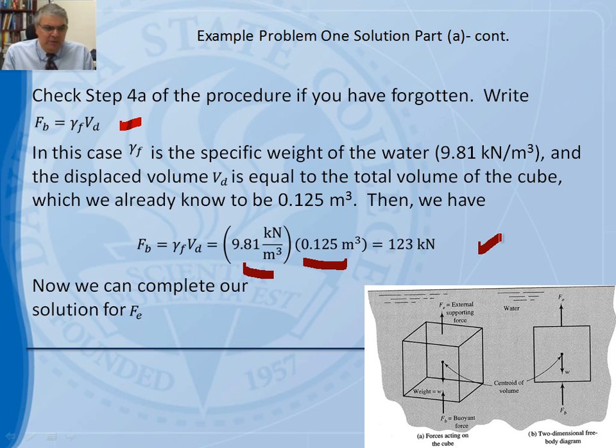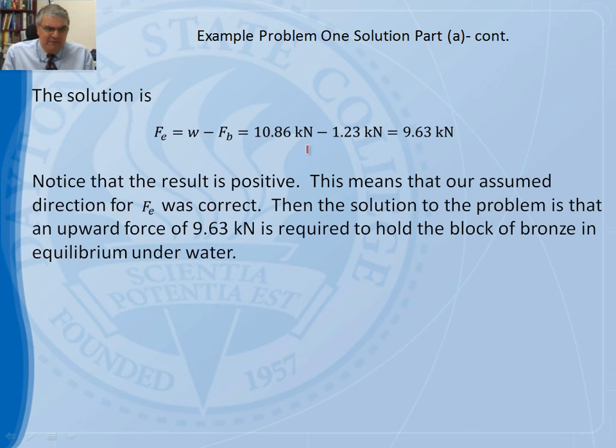Now we know W, we know F sub B. Using the equation of equilibrium that we just looked at, summation of forces in the y, set that to 0. In that case, we can calculate F sub E. We use this equation. F sub E is W minus F sub B, which is 10.86 kilonewton minus 1.23 kilonewton, which is going to be 9.63 kilonewton. And the result is positive, implying that the original direction that we assumed for F sub E was correct.